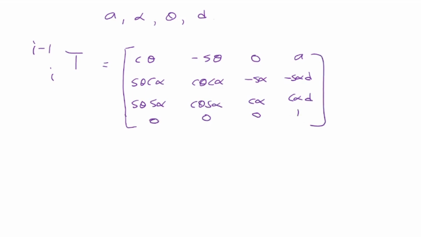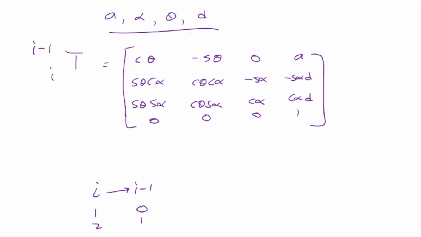Okay, this is the generalized matrix which relates any frame, the ith frame, to the i minus 1th frame, to the previous frame. Basically, that's what it means. So if i is 1, then this will be 0. If this is 2, that will be 1. So it relates the next frame to the previous frame. Okay, this is the meaning of this.